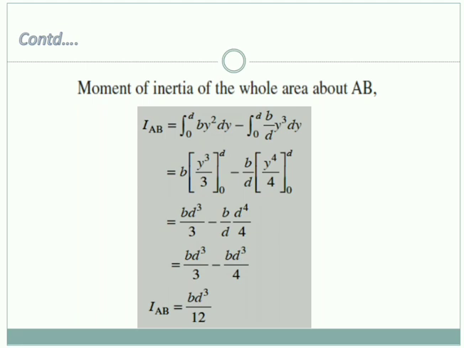Ixx. Now if you initially go to find Ixx directly, the limits will be h by 3 and 2h by 3, or d by 3 and 2d by 3. Then the integration process becomes a bit complicated. So we can easily find the moment of inertia about the base, apply the parallel axis theorem and find the moment of inertia about the xx axis. So this is the important concept which you have to understand.